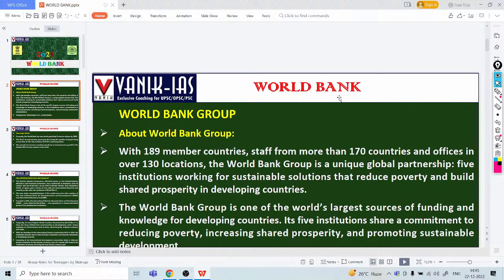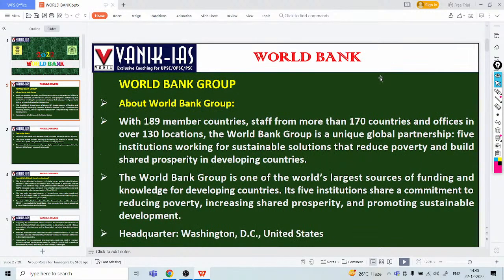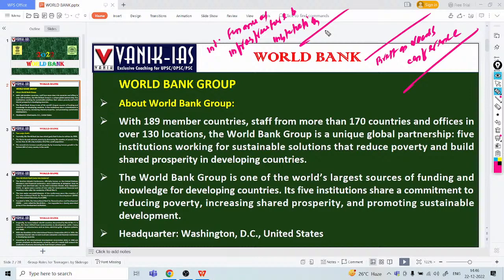Okay. So that is why the World Bank was created by the Bretton Woods Conference, which will fulfill the reconstruction and developmental financing. This is the objective with which this was created.